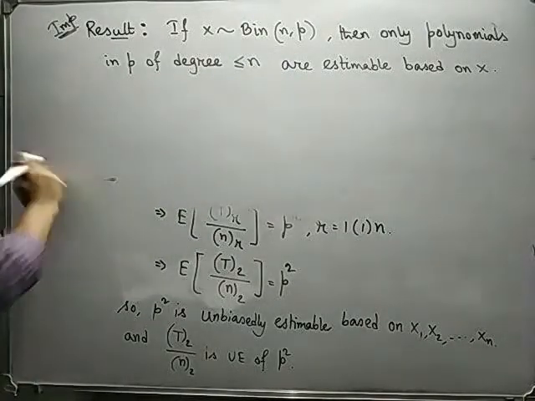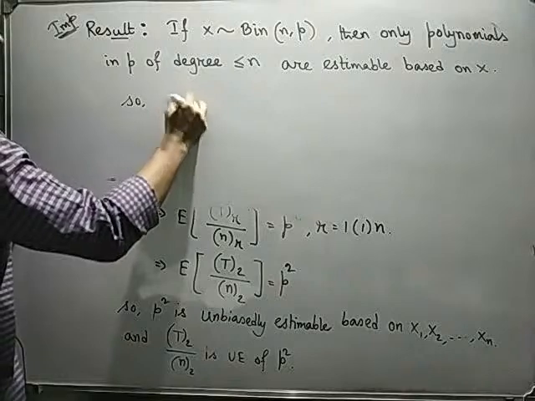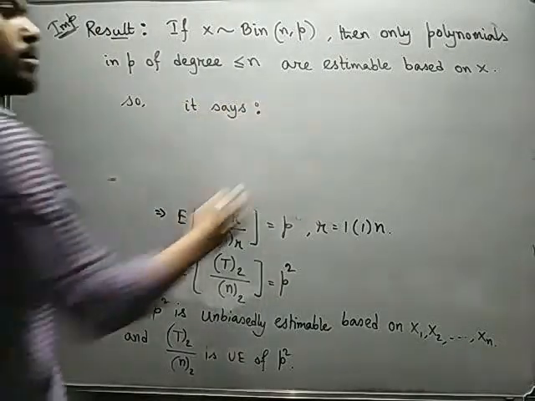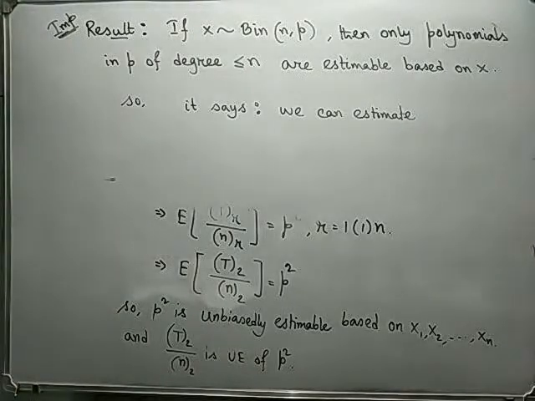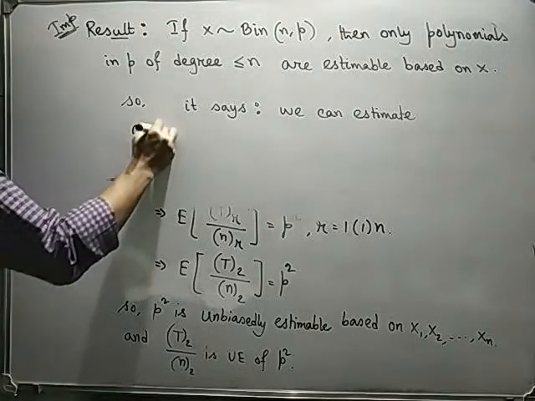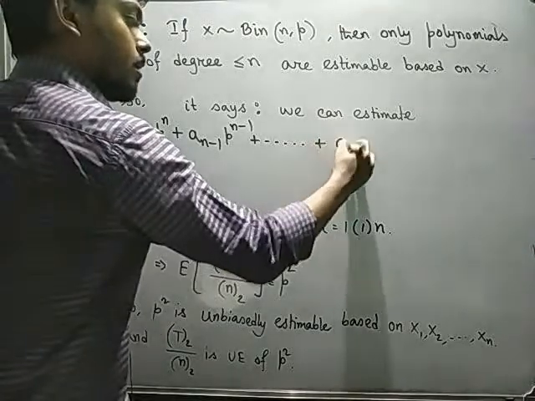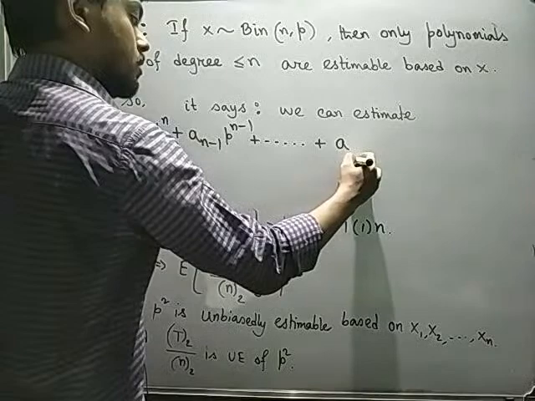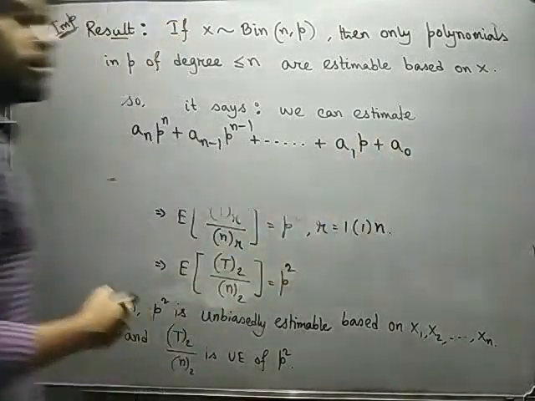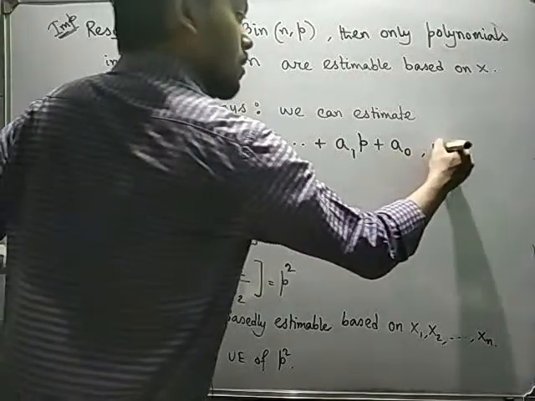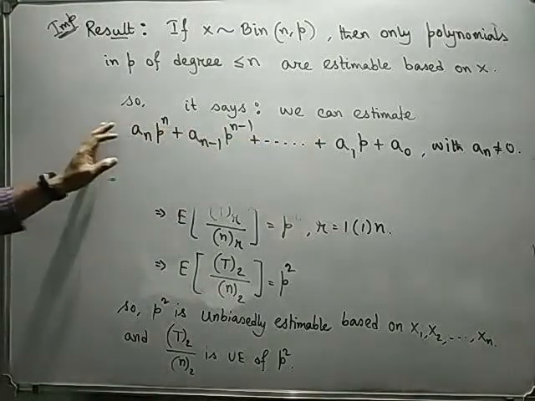The implication of the result is basically, it says we can estimate an p to the power n plus an minus 1 p to the power n minus 1 plus ... plus a1 p plus a naught, with an not equal to 0. So we can estimate any of this form.